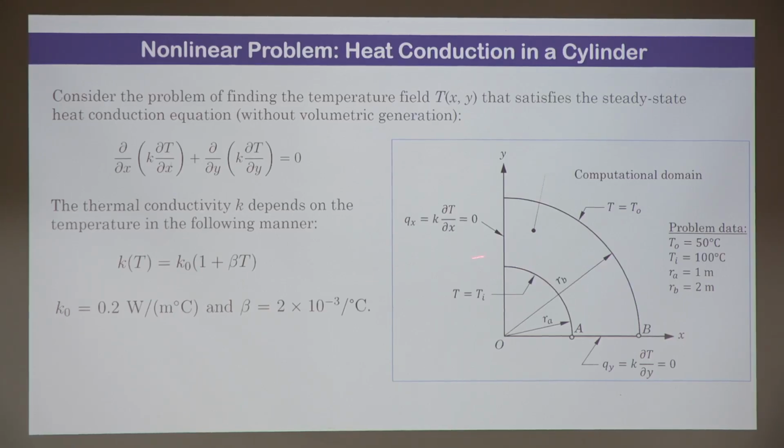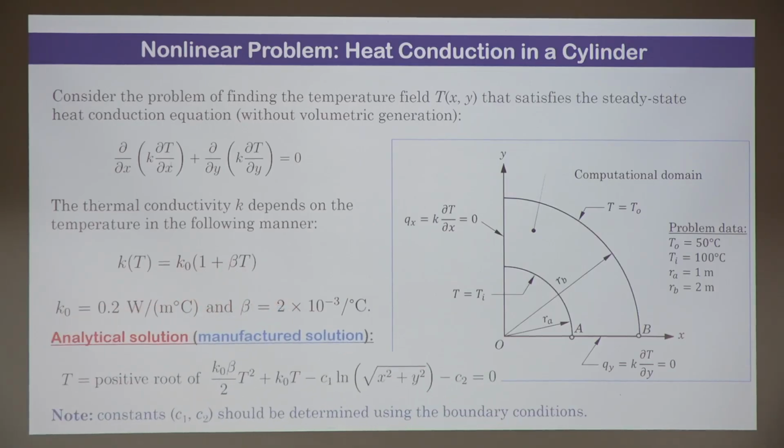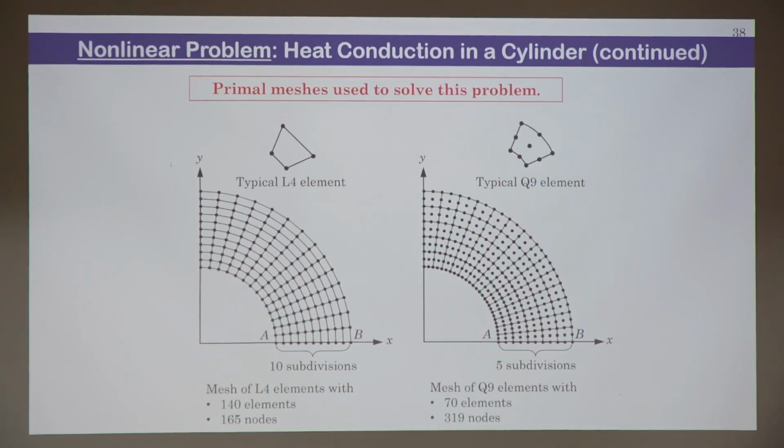This is a cooked up problem. If you use a certain kind of nonlinearity, we can manufacture the solution by substituting an assumed solution into this. And this is the analytical solution for the temperature. K is the conductivity, and it comes in terms of the positive root of this expression. We compared these results using bilinear elements and also biquadratic elements.